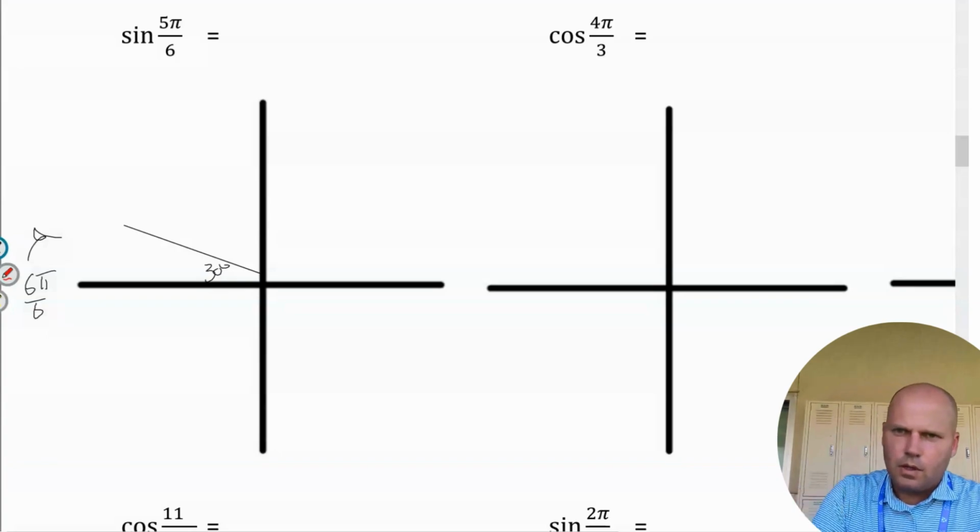Then sine. I feel like my computer's overheating right now.